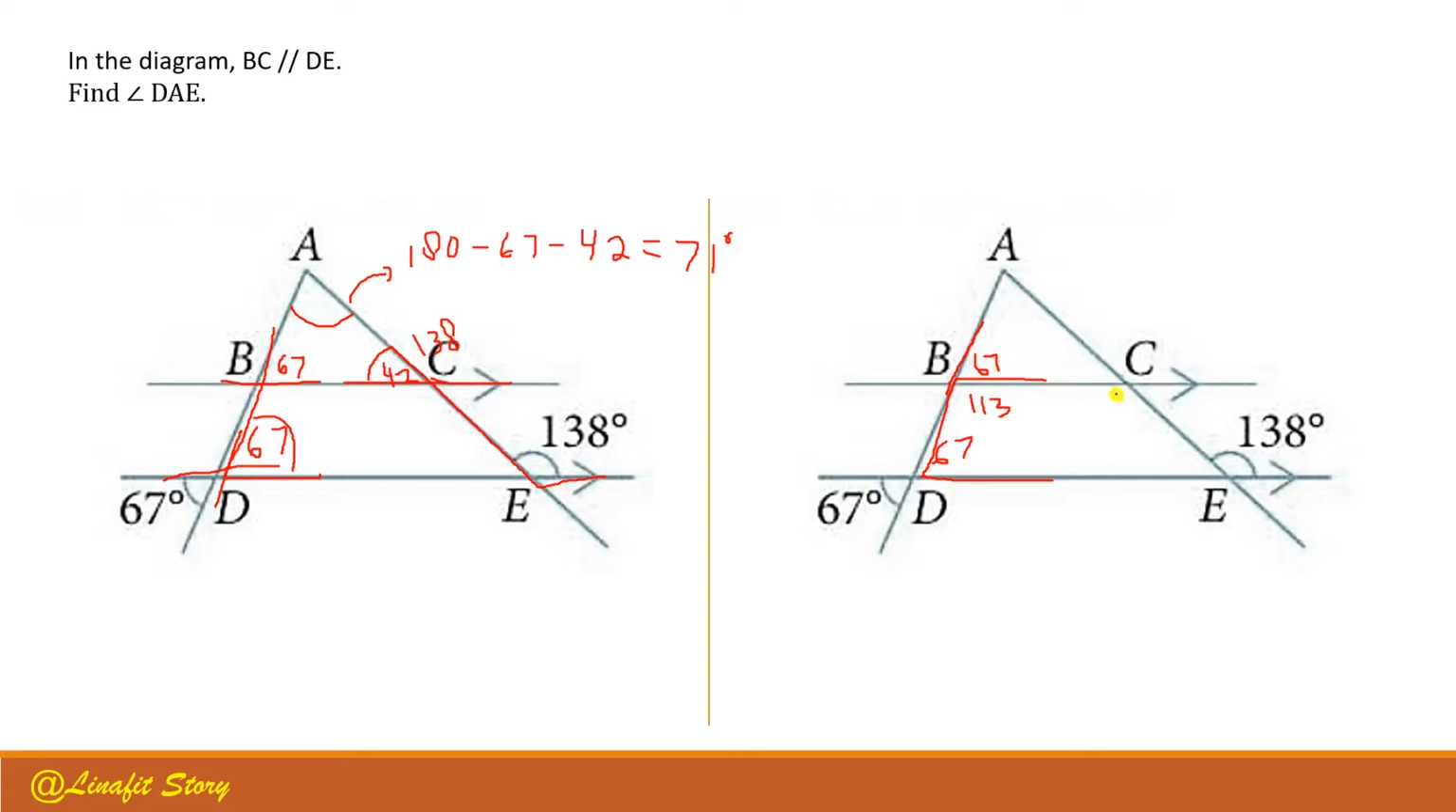And then this is 138, C shape. So 180 minus 138 is equal to 42 degrees. This is vertically opposite angle. Vertically opposite angles are equal. This is also 42. So that to get DAC, which is DAE, it's 180 minus 67 minus 42 is equal to 71 degrees.